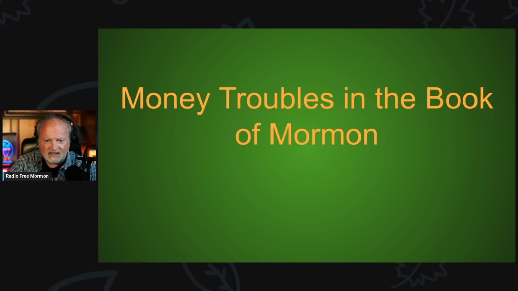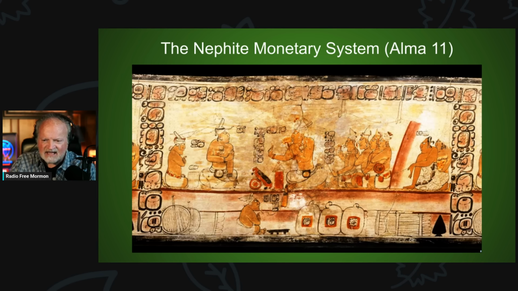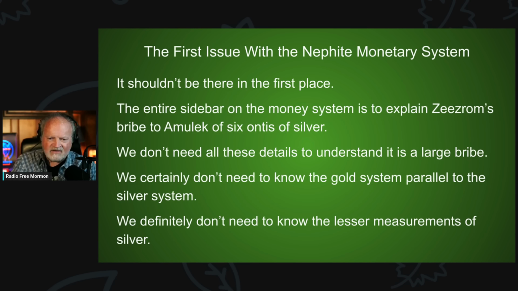Here is the opening slide. It says money troubles in the Book of Mormon. I decided that Book of Mormon money problems ended up sounding better, so that's the title of the show. It's the Nephite monetary system. It is found in Alma 11. And here is the first issue out of 9. The first issue with the Nephite monetary system is it shouldn't be there in the first place.